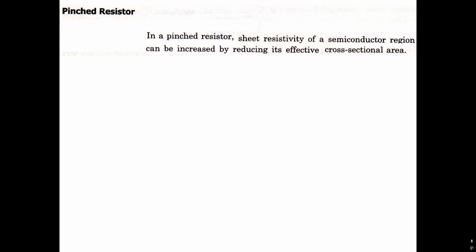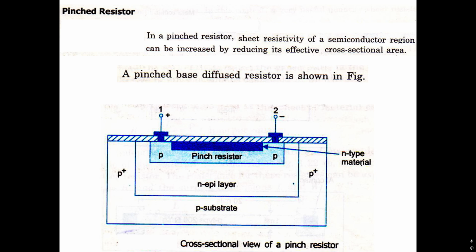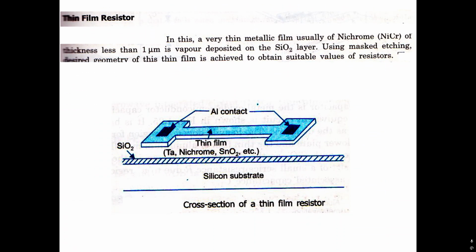Pinched resistor: the sheet resistivity of a semiconductor region can be increased by reducing its effective cross-sectional area. A pinched base diffusion resistor is shown in figure. Next we have thin film resistor. In this, a very thin metallic film, usually of nichrome, of thickness less than 1 micrometer, is vapor deposited on the SiO2 layer. Using masked etching, desired geometry of this thin film is achieved to obtain suitable values of resistors. So this diagram shows cross section of a thin film resistor.